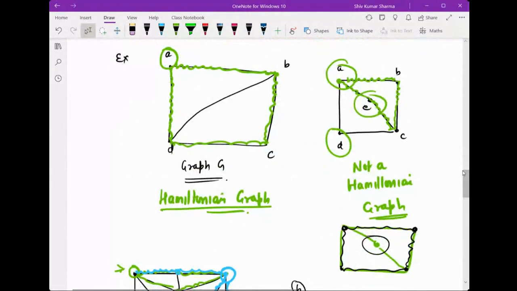So we discuss here some examples, which graph is Hamiltonian and which is not. We take a simple example, the previous example we have shown. We just add one additional edge in the graph G. On the basis of that, we can say whether this is an example of a Hamiltonian graph or not.